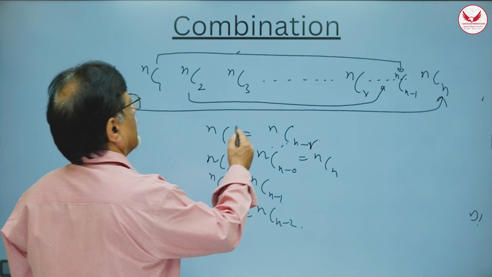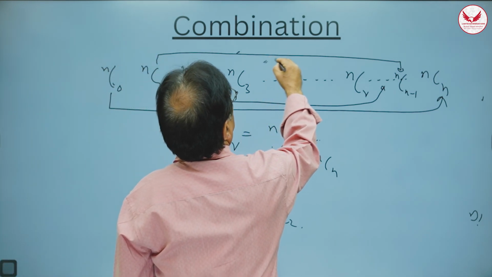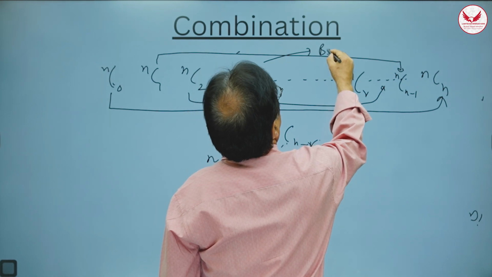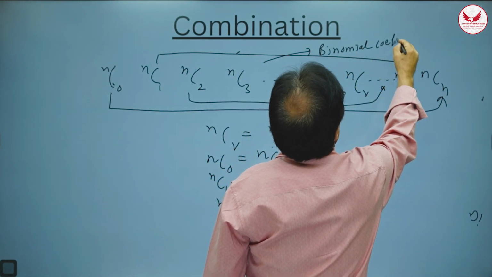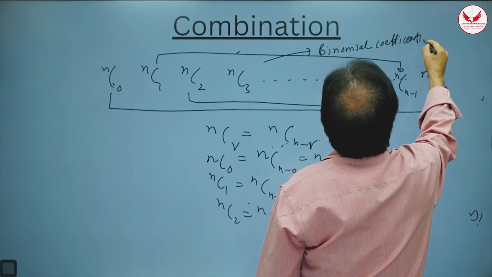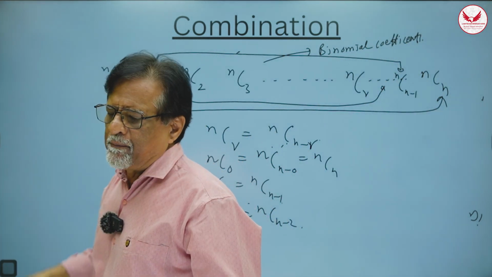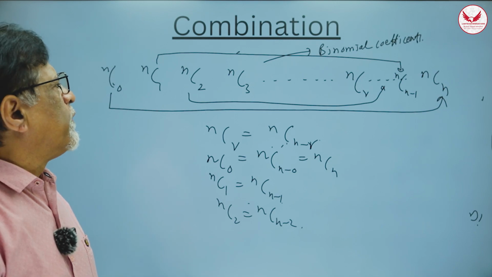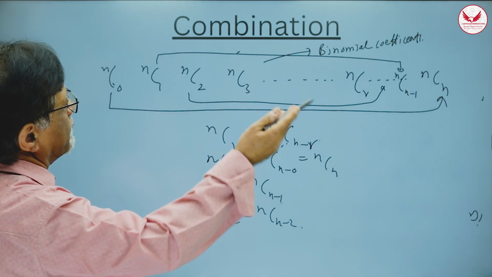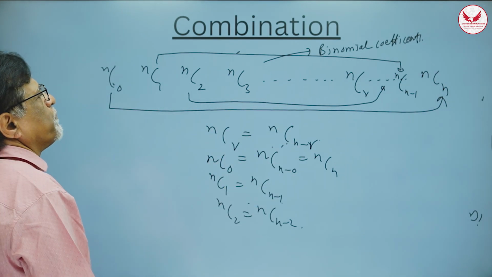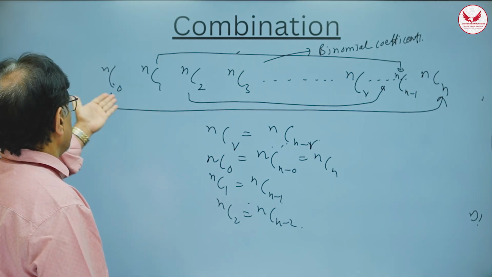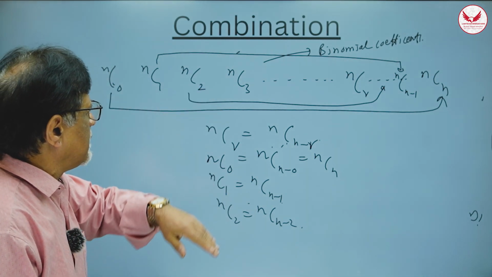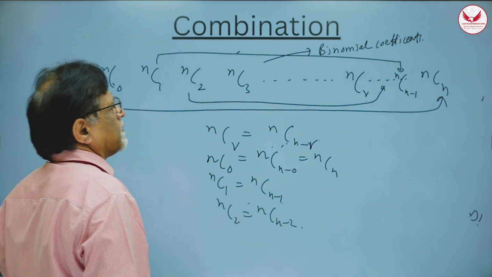These numbers are called binomial coefficients. Surprisingly, these binomial coefficients will come in our life hundreds and more times, thousands of times we'll come across these numbers. They are very, very important in mathematics. They are called binomial coefficients, okay? NC0, NC1, NC2, NC3, etc. So these are the properties.